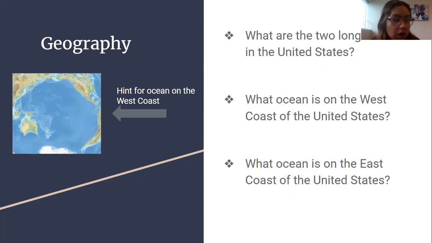So we will be moving on to geography, which encompasses questions 88 to 98, so 10 questions. And the first question is, what are the 2 longest rivers in the United States? And so the 2 longest rivers in the United States are actually the Missouri River and the Mississippi River. So those are the 2 longest rivers in the United States.